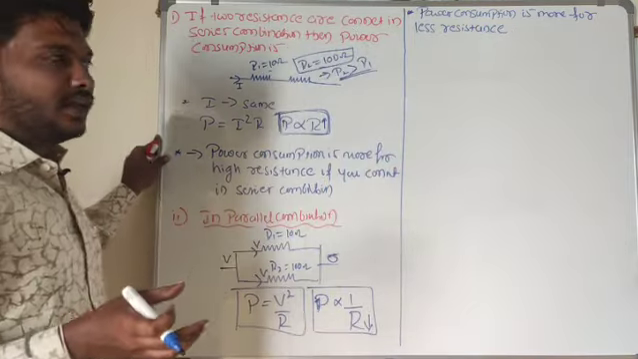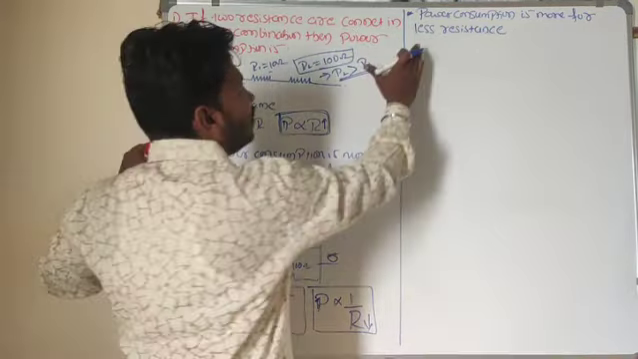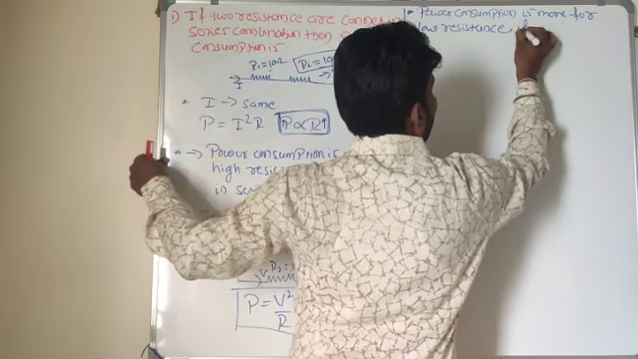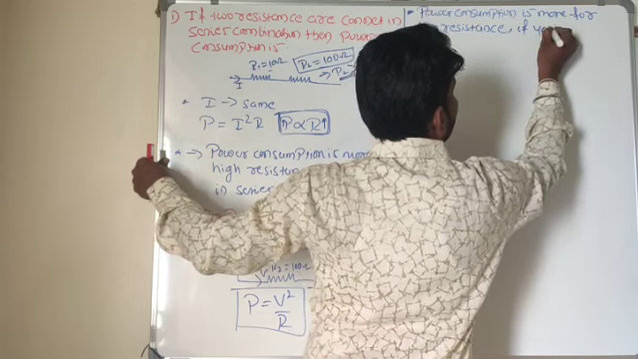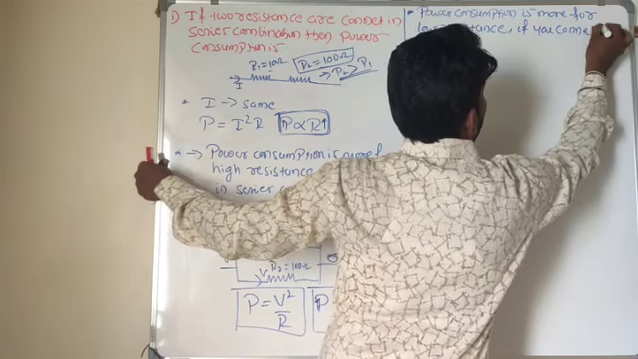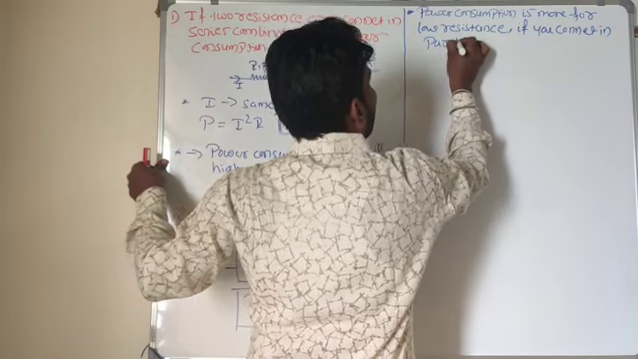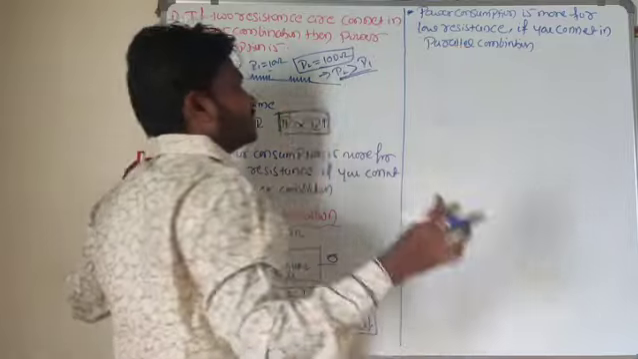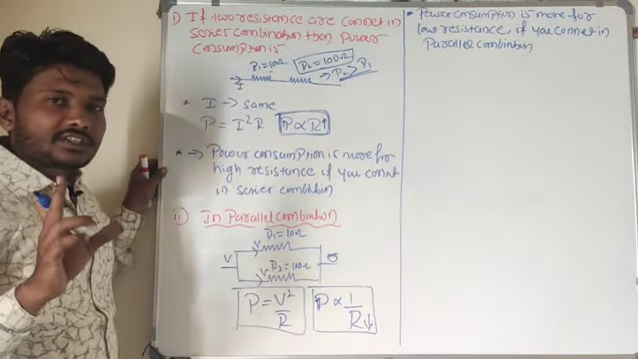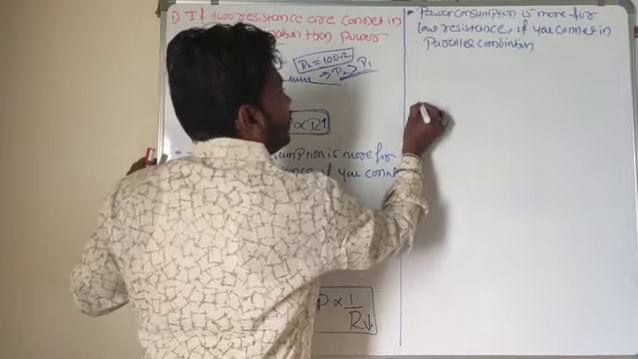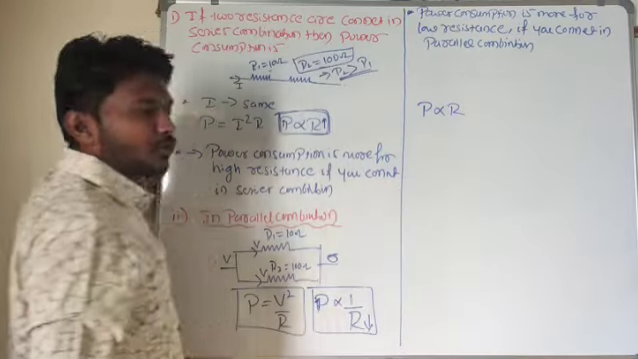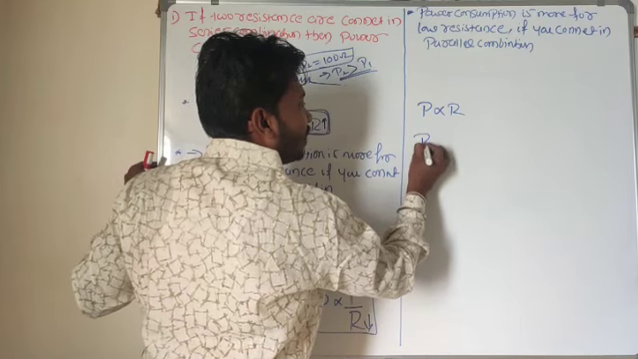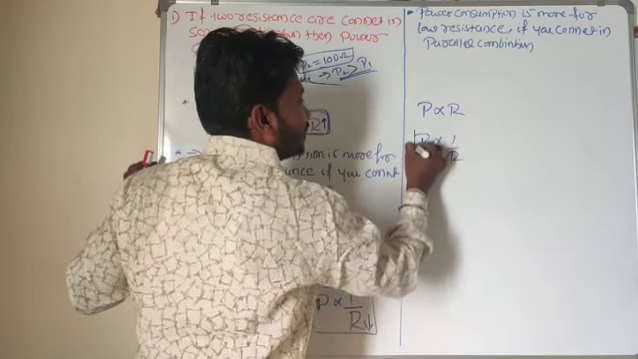Or low resistance, you can call. So power consumption is more for low resistance when you connect in parallel combination. So hope you are understanding these things. Remember this: when the resistances are connected in series combination, power consumption is directly proportional to resistance. When the resistances are connected in parallel combination, then power consumption is inversely proportional to resistance.